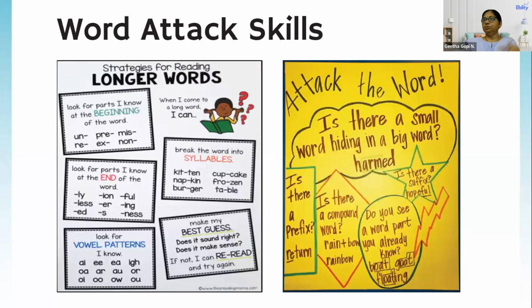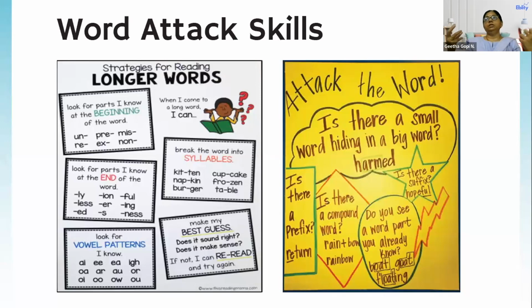Look for vowel patterns, which we've already talked about. Look for either the short or long vowel patterns or the diphthongs. You can also break the word up into syllables. Usually you can say the word and get them to clap rhythmically. So if you say kitten, kitten, break it up as kit and ten, sound the kit out, then the ten out, and then put them together.